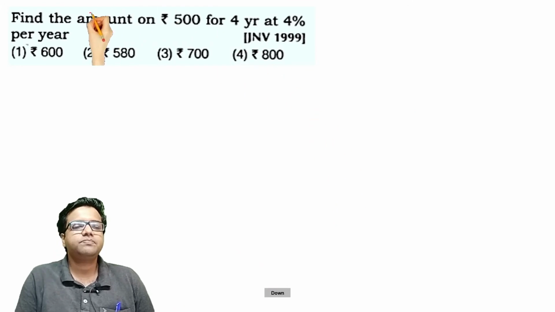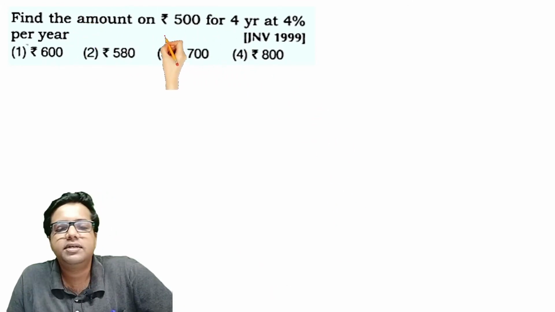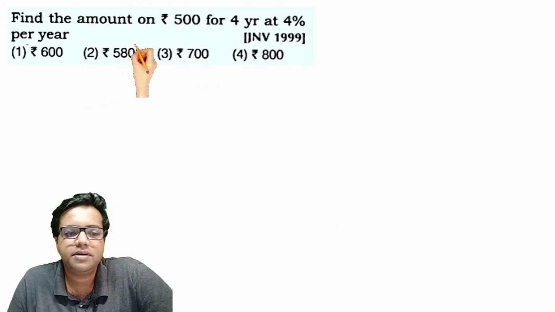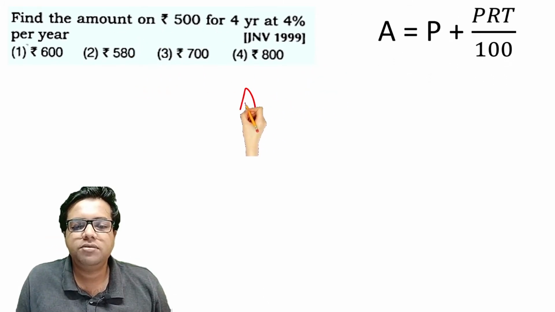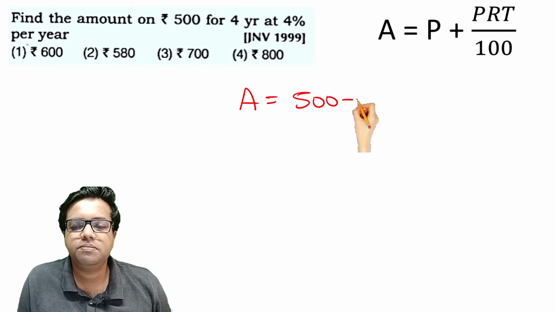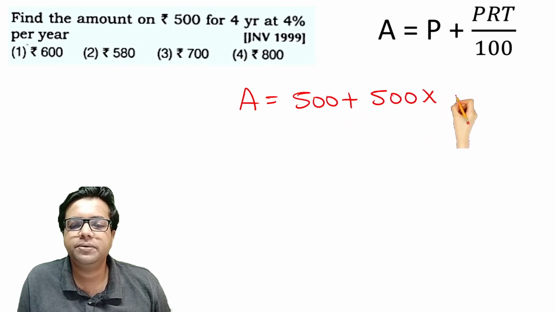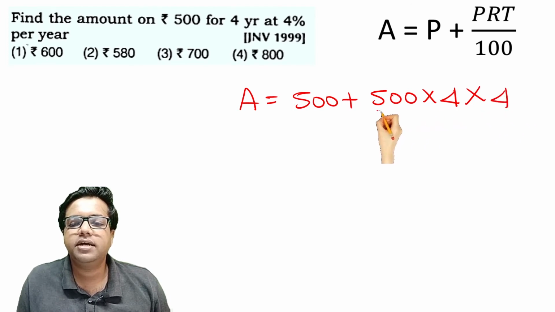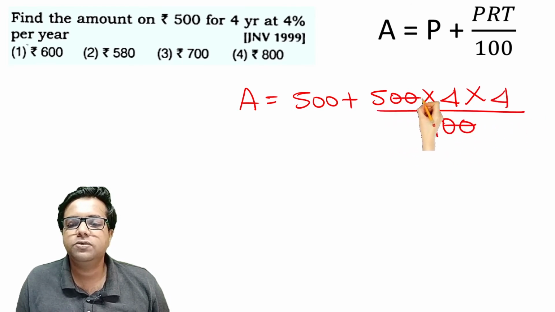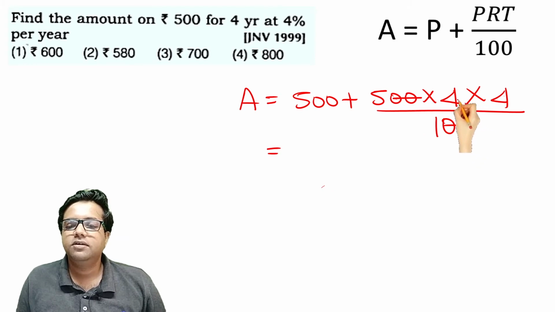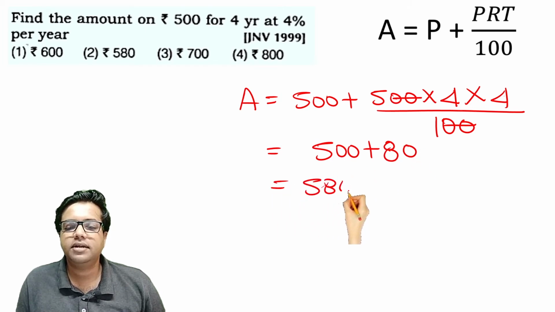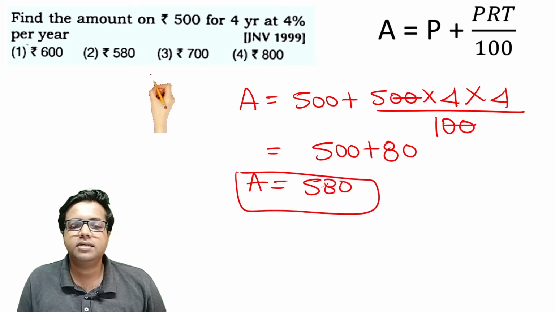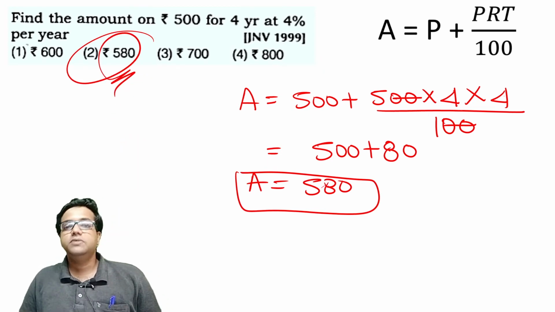Let's move ahead. Find the amount on 500 rupees for 4 years at 4% per annum. We need to find the amount. This is very easy. Amount is equal to principal plus principal into rate of interest into time divided by 100. So 2 zeros will go away, 4 fours are 16, 16 fives are 80. Therefore 500 plus 80 will give you 580. The amount one has to pay back is 580 rupees. Option 2 is the right answer.